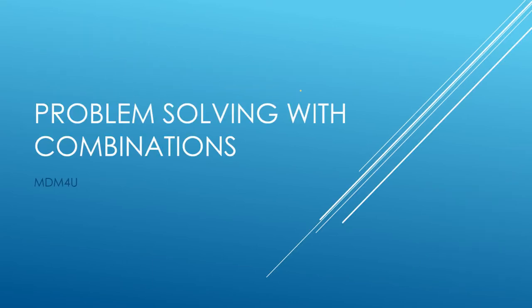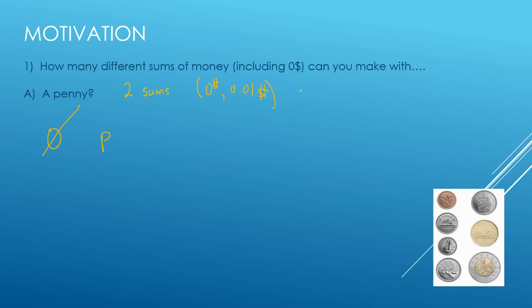So if we go back, with 1 coin, we made 2 sums. With 2 coins, we made 4 sums. With 3 coins, we made 8 sums. I bet you probably see a pattern there, for part D.